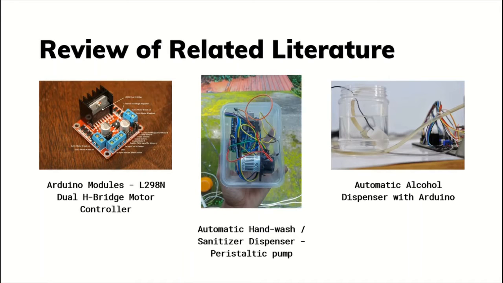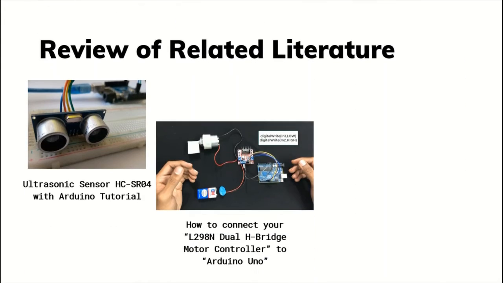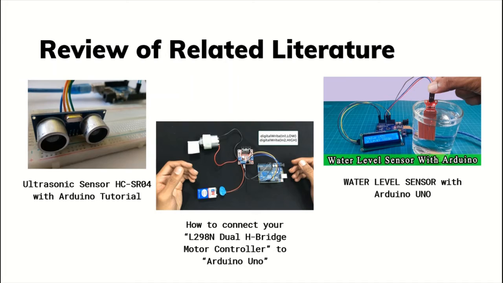Next is the automatic alcohol dispenser with Arduino. This project was used to use the submersible 5 volts DC water pump as a motor for pumping the alcohol. The ultrasonic sensor HC-SR04 with Arduino tutorial was used to familiarize the function of the ultrasonic sensor and was used to create an automatic response of submersible water pump.